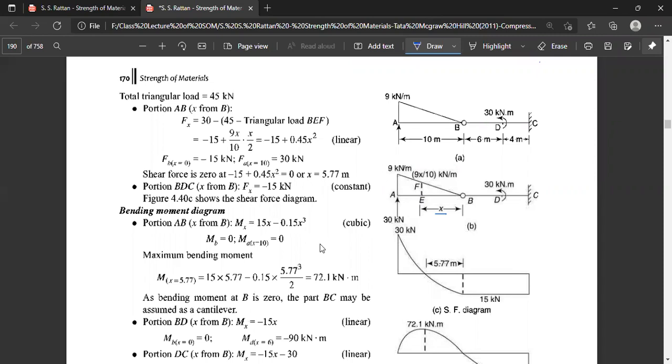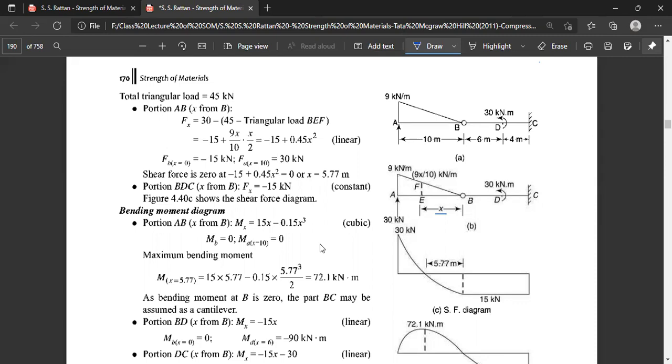The maximum bending moment will be where the shear force is 0, at x is equal to 5.77. So at the point of zero shear force, the bending moment will be maximum. That is 15 into 5.77 minus 0.15 into 5.77 to the power 3 divided by 2, which is equal to 72.1 kilonewton-meter.